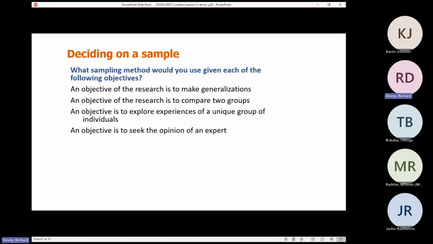Okay. The second objective is, what kind of sampling method would we use if we want to compare a measure for two groups? So we want to compare two groups. What kind of sampling method would we use for that? So we want to compare performance for, say, first-year students and postgrad students. What sampling method would be used for that kind of study?